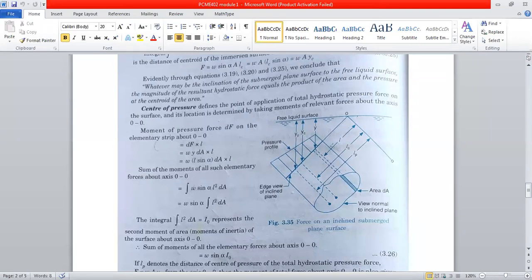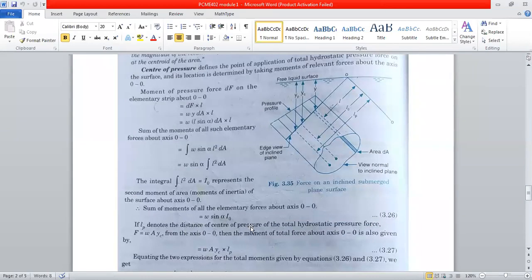Now the integral of L square dA is I0. I0 represents the second moment of area about the line O-O. So the moment is equal to W sin alpha into I0 about O-O. That is the moment of inertia actually. So if P denotes the center of pressure, the distance is LP.